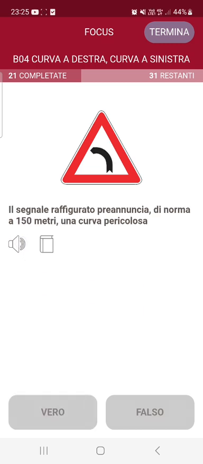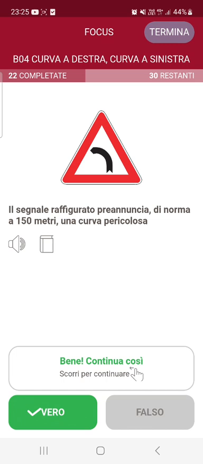Il segnale raffigurato preannuncia, di norma a 150 metri, una curva pericolosa. Vero, because it's 150 meters away when you see this sign. When you see this sign, it means that you are 150 meters away from the curve. Okay, so it's true. Let's do part 2.